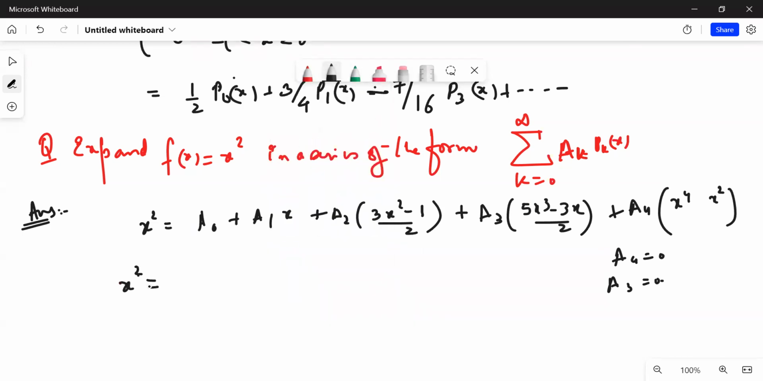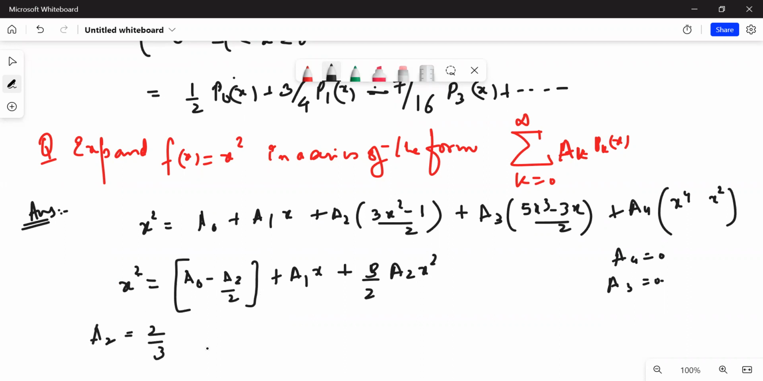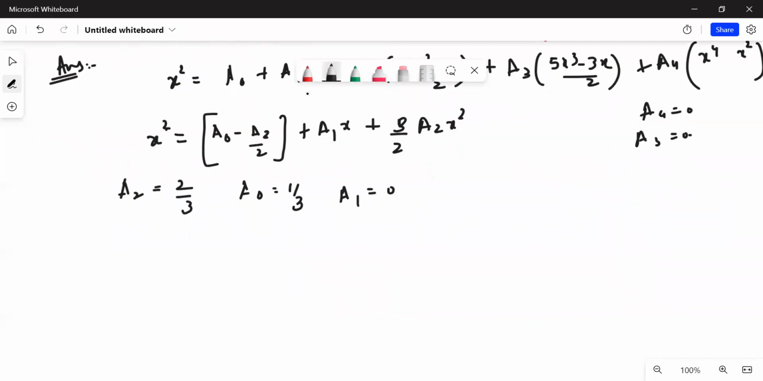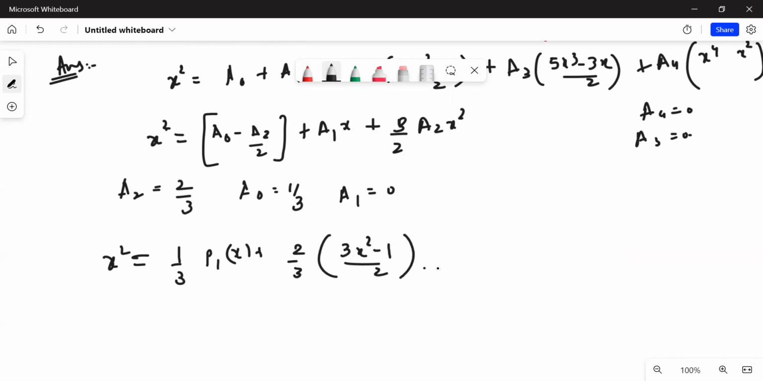And this is x square. And from here, I'll get a naught minus a2 by 2 plus a1 plus 3 by 2 a2 x square. So from here, I can see that my a2 is equivalent to 2 upon 3. And if my a2 is 2 by 3, then my a naught would be equal to 1 upon 3. And my a1 would be equal to 0. So I can write my x square as a linear combination of some Legendre's polynomials, which is 1 upon 3 P naught plus 2 upon 3 (3x square minus 1) upon 2. Is that clear?